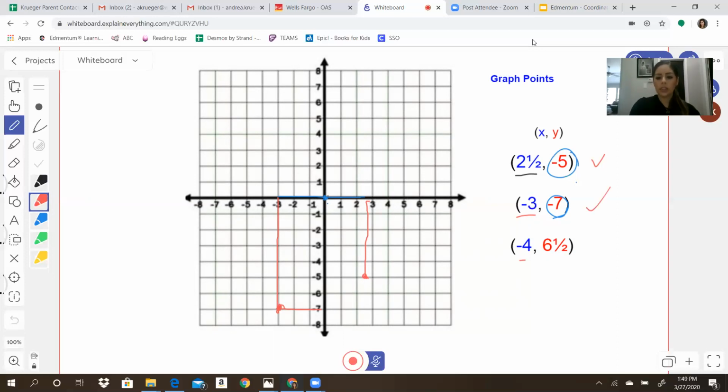And my last one, x is negative 4. So back to the origin I go, over to negative 4. And then my y value is a positive 6.5. So I want to go up to positive 6. And it's rational, so I'm going to go up about right there, halfway through. That should be about 6.5. You can go over if you'd like to. And there you have it. We have graphed these 3 points. We already know that this is quadrant 1, quadrant 2, quadrant 3, and quadrant 4. Kind of re-emphasize that again.